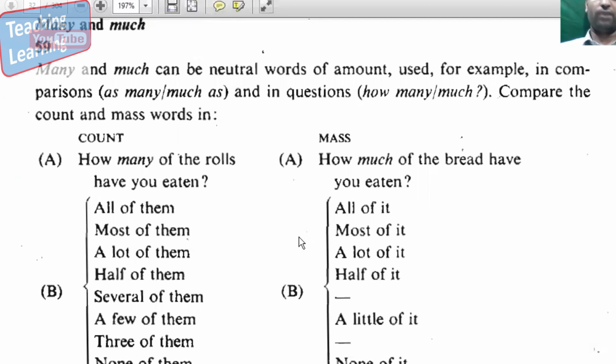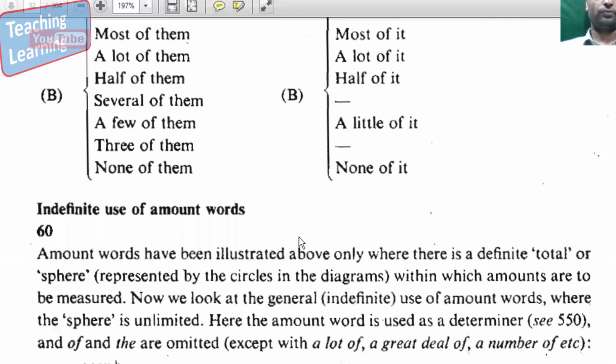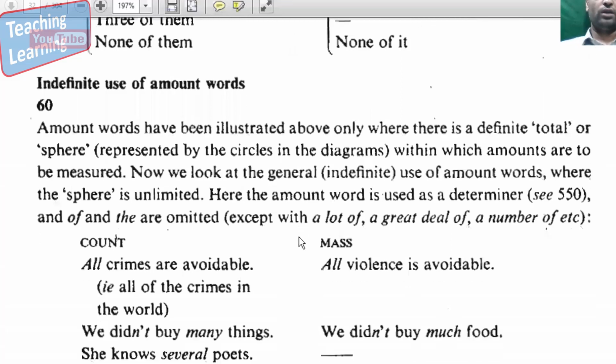For the count noun: all of them, most of them, a lot of them, half of them, several of them, few of them, three of them, none of them. For the mass noun: all of it, most of it, a lot of it, half of it, a little of it, none of it. Here also is the indefinite use of amount words. All crimes are avoidable. All violence is avoidable.